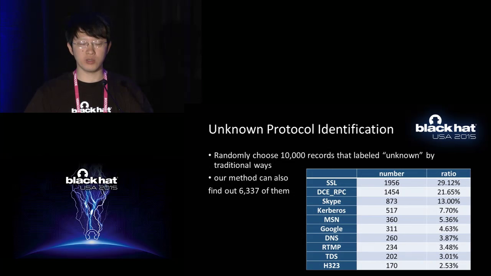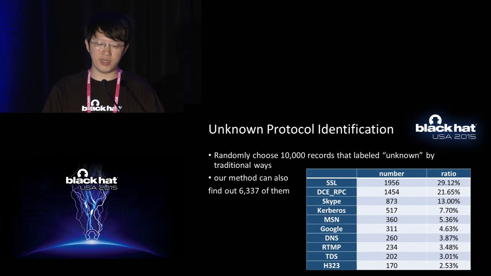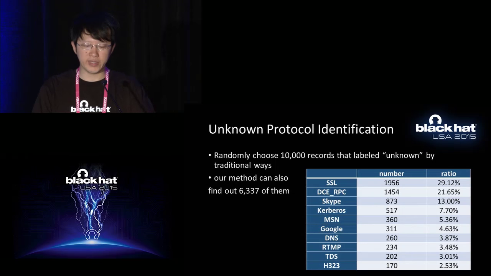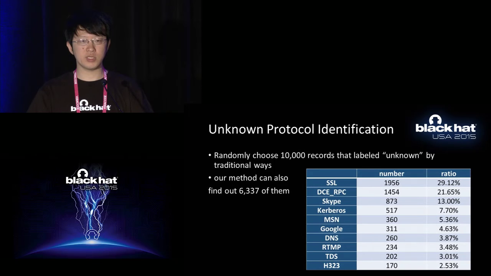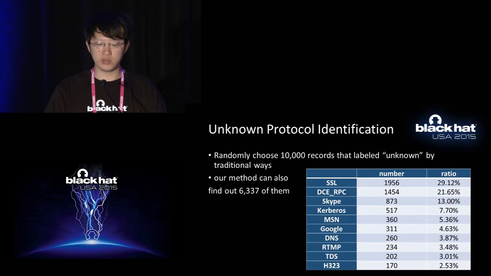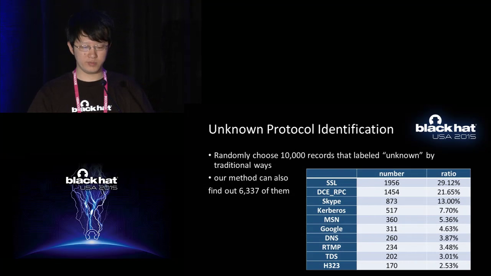Besides known protocol classification, our method can identify unknown protocols. In traditional ways, some records are labeled as unknown. It means that these records do not fit the predefined rules, so they can't be identified immediately. We randomly choose 10,000 from this category. Our method can still distinguish more than 60% of them. The number and the ratio of protocols that are picked out are in this table. That's another highlight of our achievement.